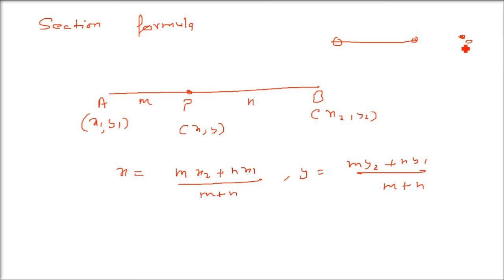Now when we have a point which is outside, that is, the point is externally dividing the 2 points, just take the negative everywhere. That is (mx2 minus nx1) by (m minus n), and (my2 minus ny1) by (m minus n). This is how we can use the section formula to get a point which divides the line in m:n.